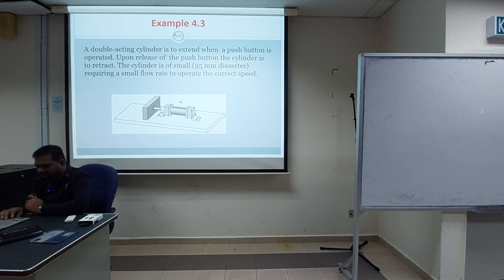Okay, so here, example 4.3. The double acting cylinder is to extend when a push button is operated. So you press the push button, your double acting cylinder must extend. Upon release of the push button, the cylinder is to retract. So meaning we know the controlling valve will have a spring, because once you release the push button, it will return back. The cylinder is of small 25 millimeter diameter, requiring a small flow rate to operate at the correct speed. So the last line is not really affecting the design.